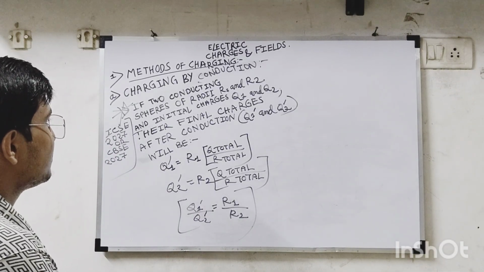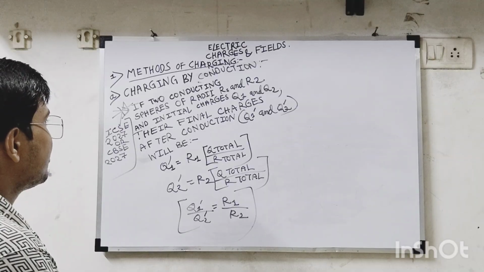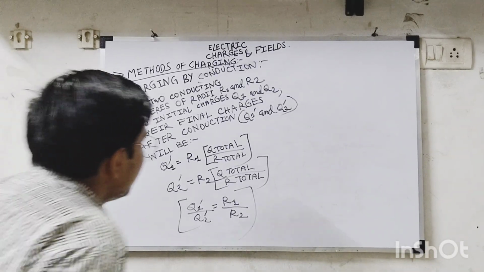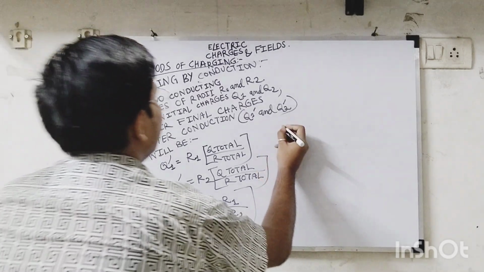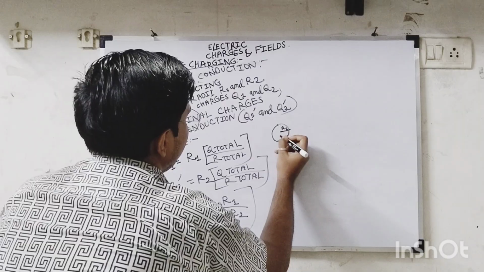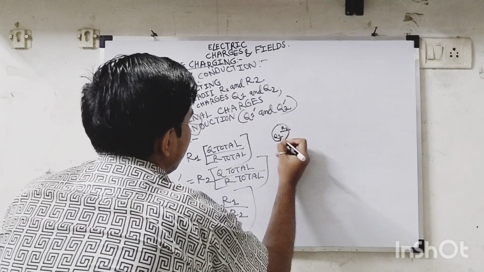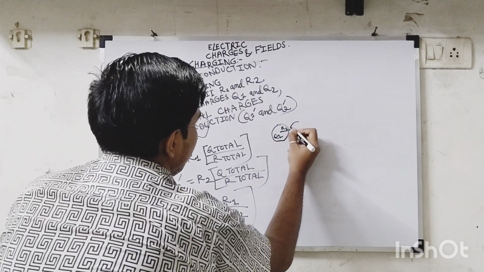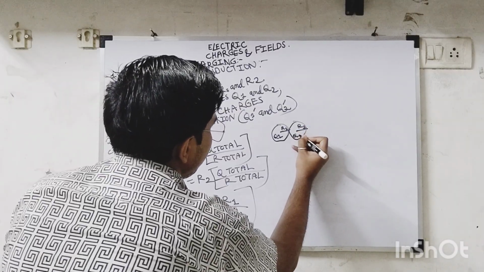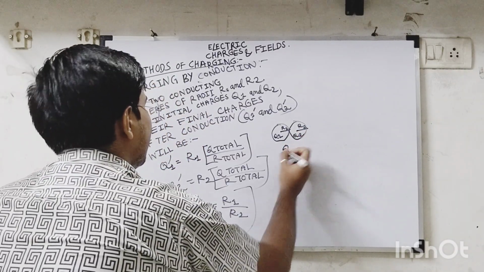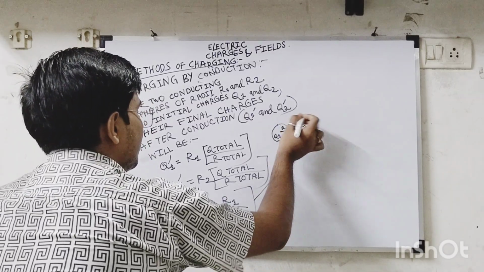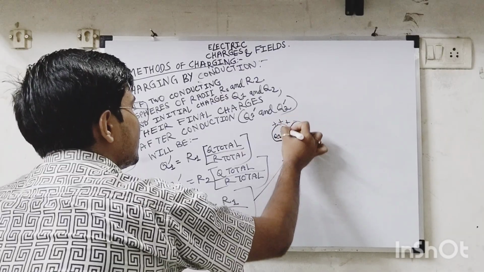Two conducting spheres of radii R1 and R2 and initial charges Q1 and Q2. If they are brought into contact, see, just see, R1 and this one is Q1, R2 and this one is Q2, brought into contact, then you will get this one.